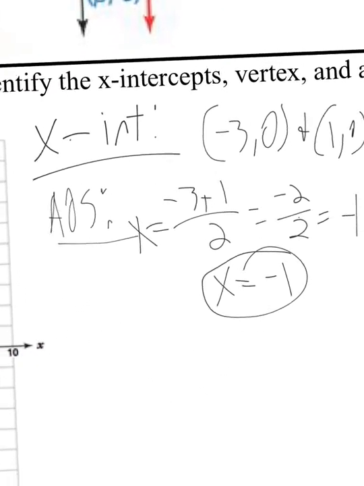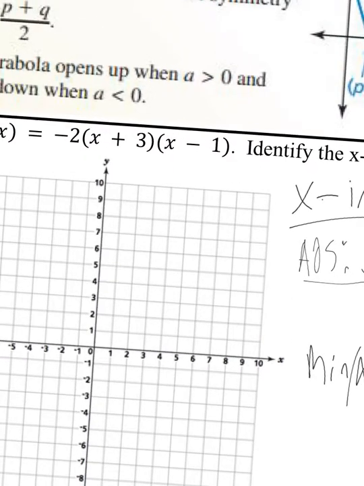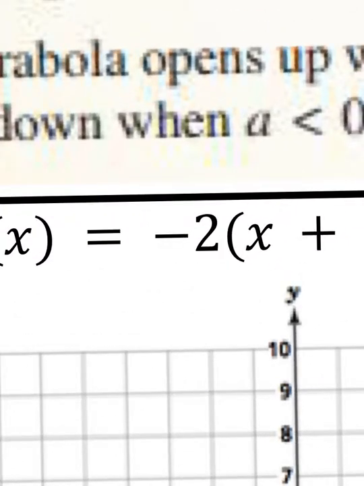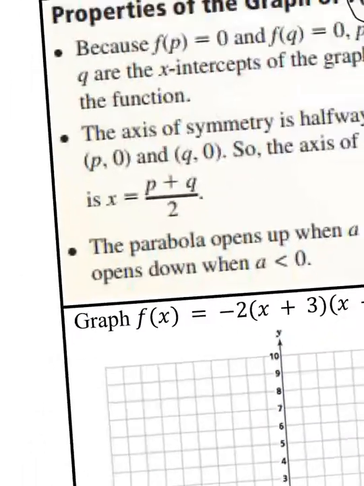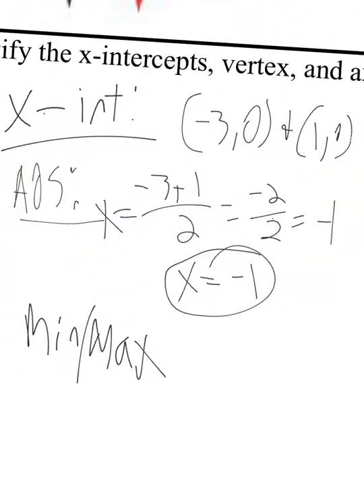Let's calculate the minimum or maximum value next. And that is going to be, so I'll write minimum, maximum. Well, what's it going to be? Is it going to be a minimum or a maximum? See this negative? That means it's going to open down. So if it's opening down, you have a maximum. Okay? So I'll circle the word maximum.